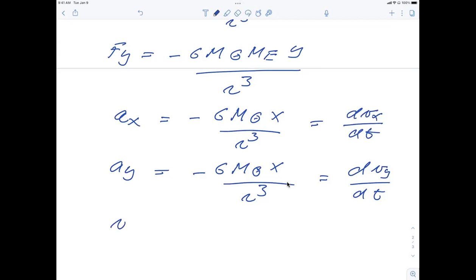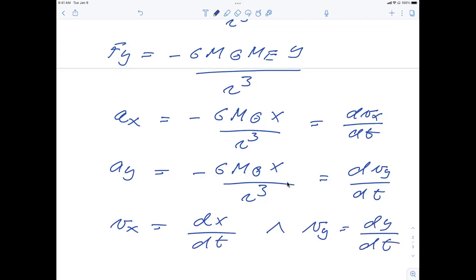And finally, we also have that vx is the derivative of x with respect to time, and that vy is equal to dy/dt. So these are the equations of motion which we need to solve if we take the Earth-Sun case and look at the gravitational law. And this is a fundamental law in nature. And we want to solve it in 2 dimensions.